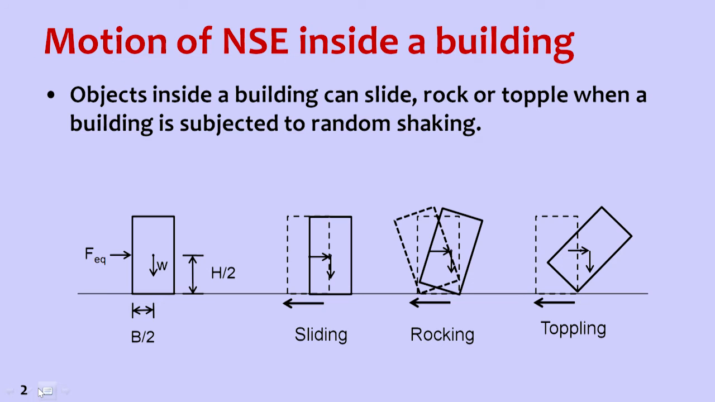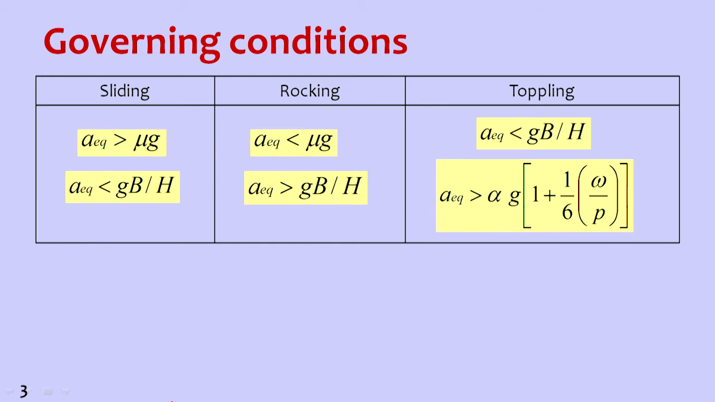Now let us go to the problem. These are the three basic conditions for which we are checking. In case of sliding, AEQ is nothing but the floor acceleration. If the floor acceleration is greater than mu into g, where mu is the friction coefficient, and if this is met, then sliding will happen. And if AEQ is less than g into B by H, where B by H is a geometrical property of the non-structural element, B being the width and H the height.